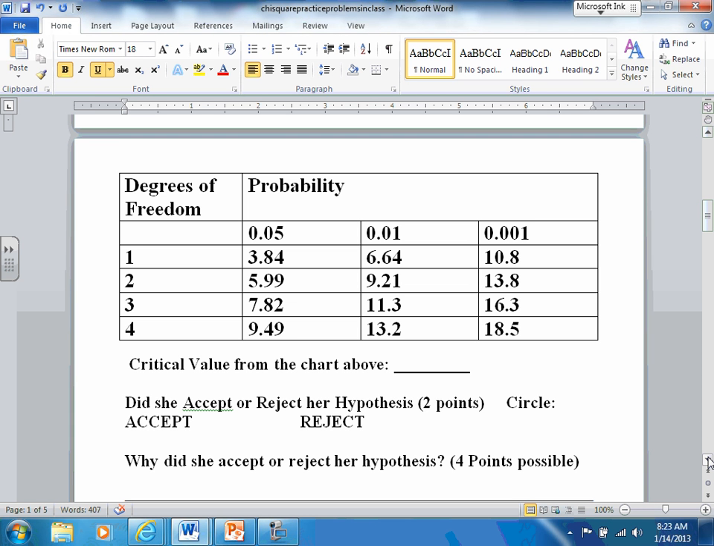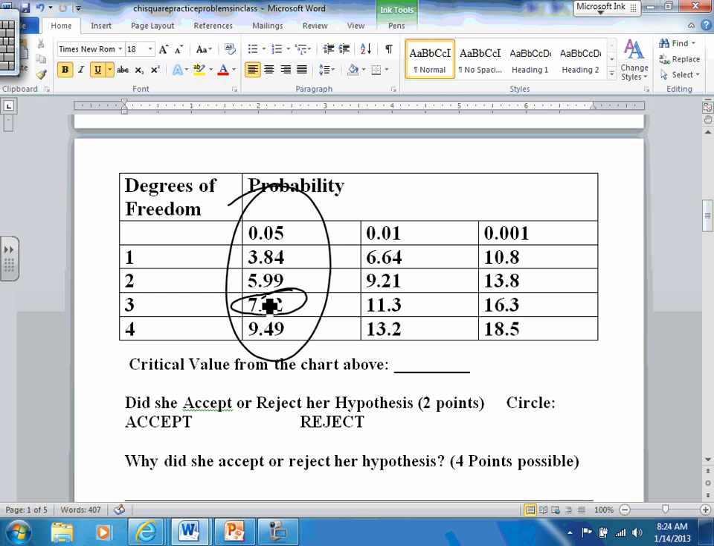I'll explain in a minute why we always use the 5% column. But this is the column we're always going to use. 5% probability level, sort of the standard column to use. And 3 degrees of freedom. So this value right here is the value we're looking for, right? 5%, 3 degrees of freedom.